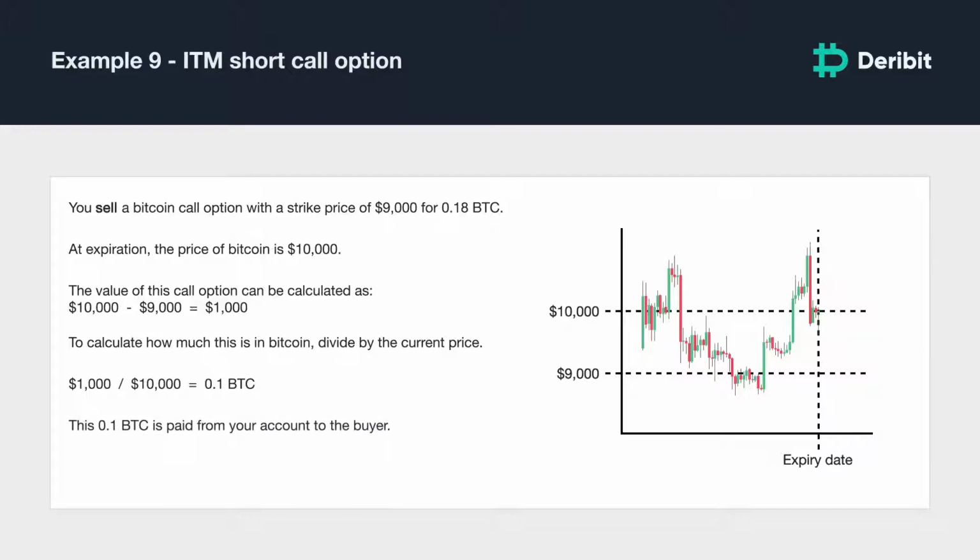Now as you are the seller, this 0.1 BTC is paid from your account to the buyer. To calculate your final profit and loss in the trade, however, you subtract this number from the premium you originally collected, which was 0.18 BTC. So 0.18 BTC minus 0.1 BTC works out to 0.08 BTC, or your position made a profit of 0.08 BTC.